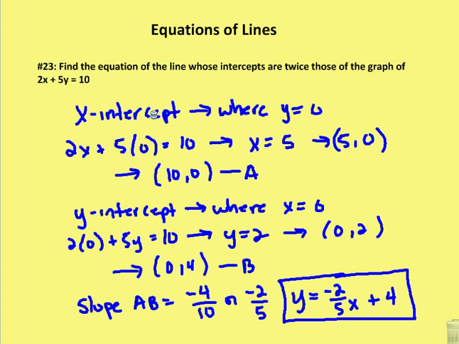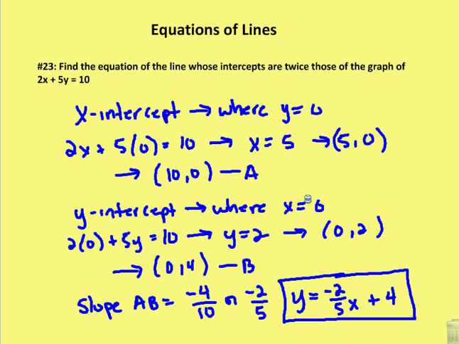So the x-intercept, first of all, is where y is equal to 0. So I have 2x plus 5 times 0 is equal to 10. X is equal to 5. So 5, 0 is going to be my x-intercept. 10, 0 now needs to be my intercept for the equation of the line whose intercepts are twice those of the graph.